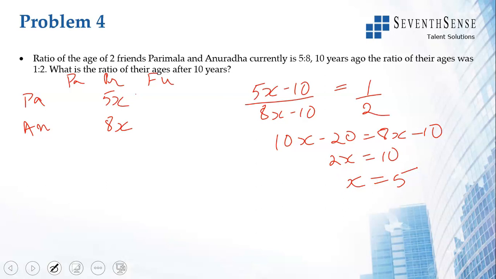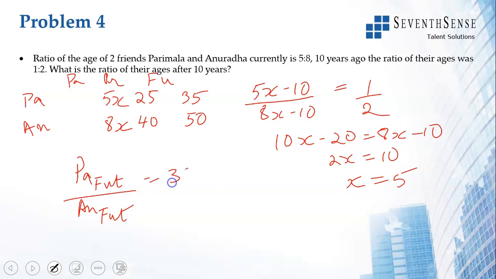So Parimala's current age is 5 into 5, 25. Anuradha's current age is 8 into 5, 40. After 10 years, Parimala will be 35. After 10 years, Anuradha will be 50. So the ratio of their ages in the future will be 35 by 50, divided by 5, 7:10. That is the ratio of their ages after 10 years.